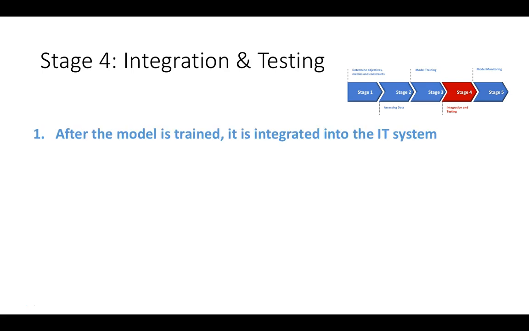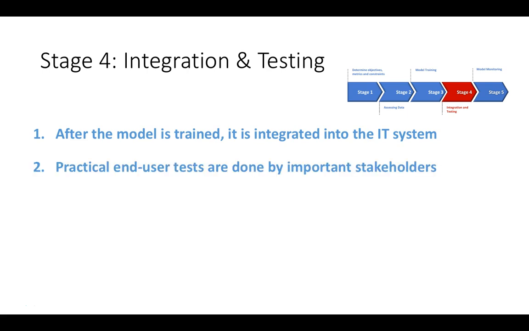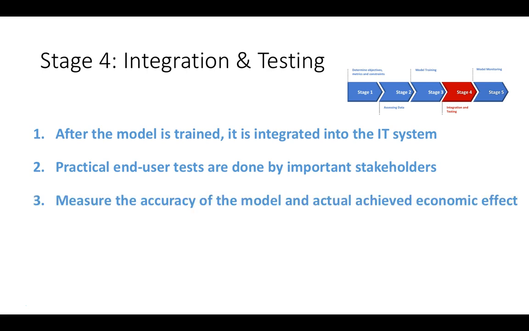Then stage 4 is about integration and testing. After the model is trained, it has to be integrated into the IT system for which it has been built. And after you have integrated, you have to conduct practical end user tests, and they are done by important stakeholders. And the third is to measure the accuracy of the model and the actual achieved economic effect. The objectives you have set for yourself, did you achieve them or not? And the accuracy of the model, you have to test and measure it.